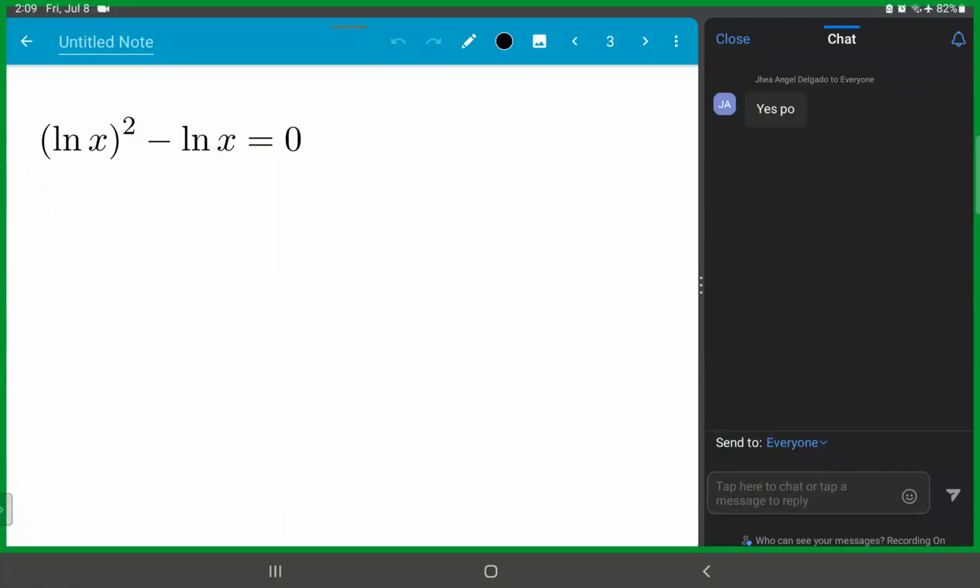But okay, let's try another one. This one is an equation that involves logarithms, so technically it's a logarithmic equation, base e, natural logarithm. And though it might look new or unfamiliar to you, by conversion this will look something already familiar.